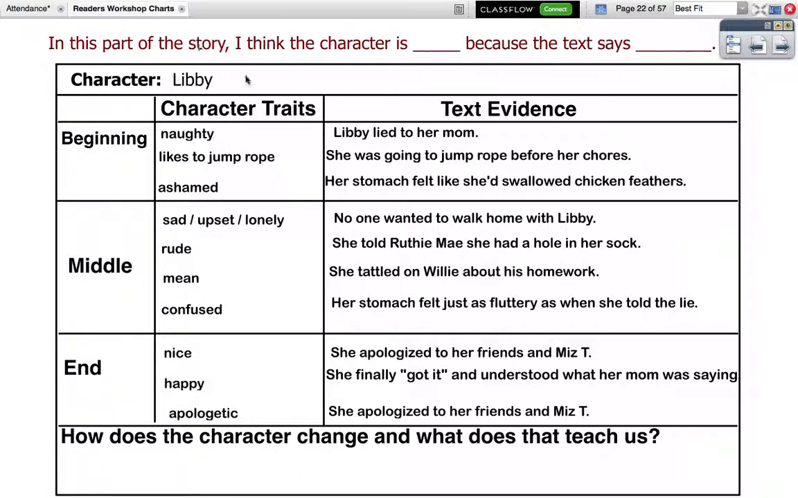So in the beginning of The Honest to Goodness Truth, Libby's naughty because she lies to her mom. She likes to jump rope, because she was going to jump rope before her chores. She was ashamed because she'd done something naughty. Her stomach felt like she'd swallowed chicken feathers.